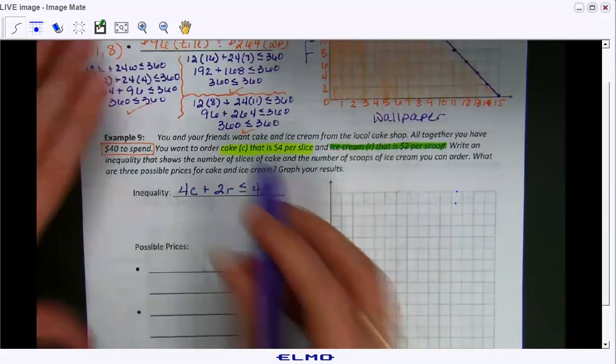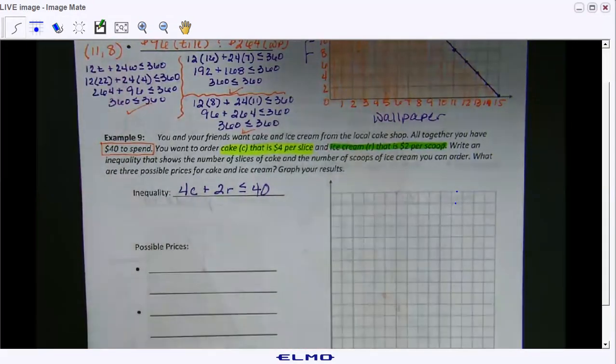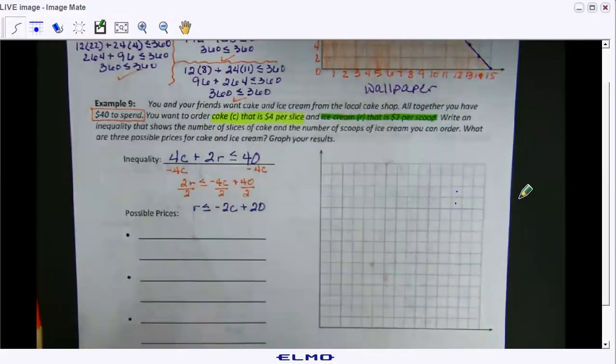Okay, I want everybody to solve for R and get this in slope intercept form. Go ahead and do that now, please. Go ahead and check and make sure the inequality is accurate. Okay, any questions? All right, now this one is very similar to the one that we did above.